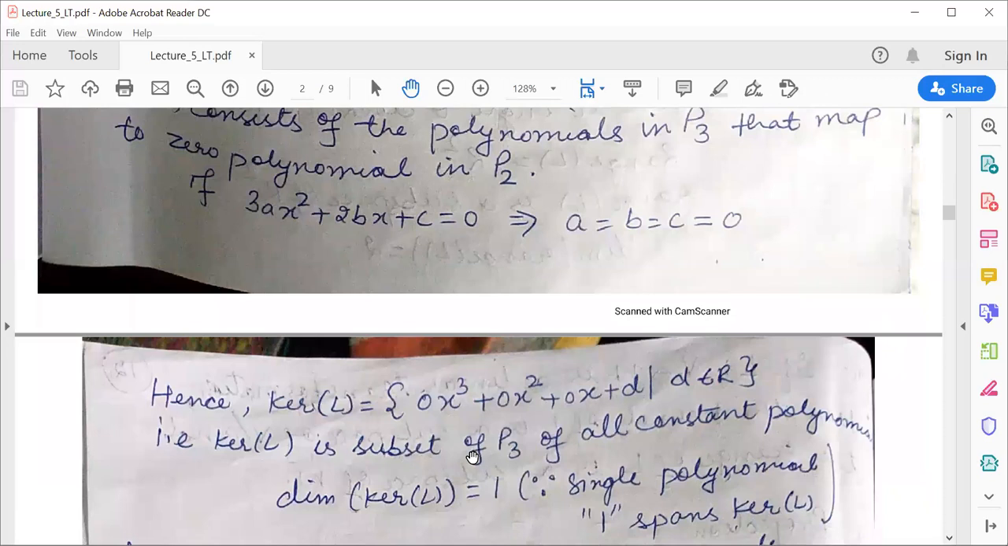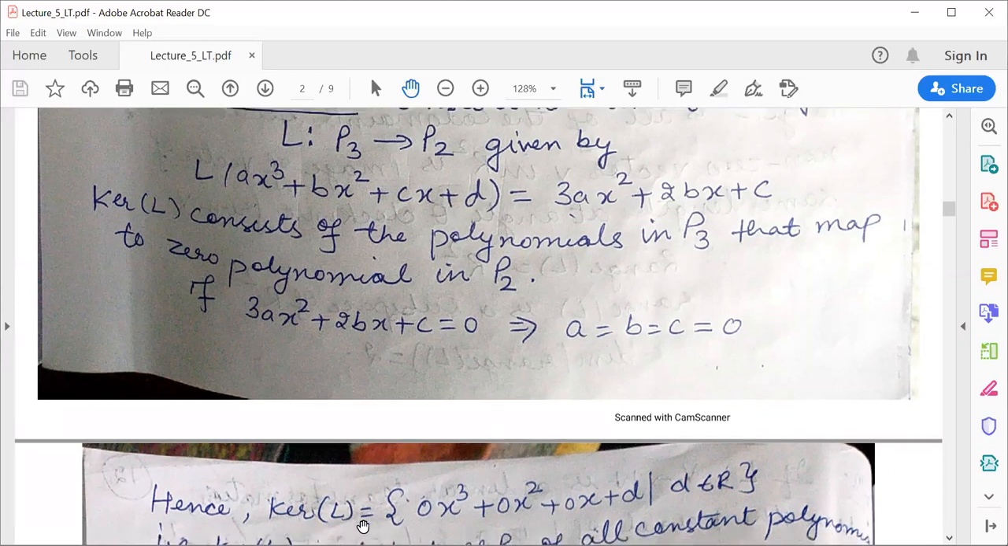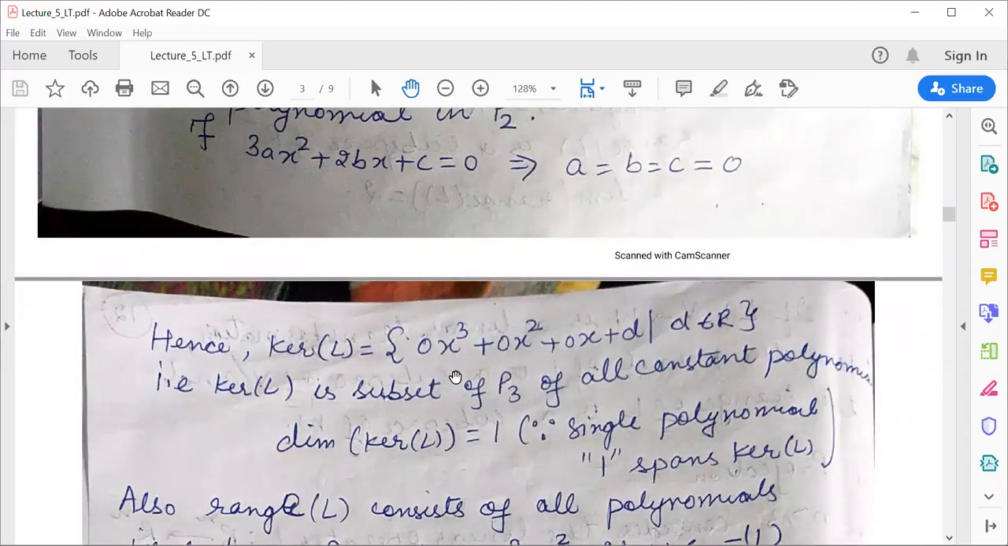So if I substitute a, b, c equal to 0, then the main elements of this vector will become 0 plus 0 plus 0 plus d. That means the kernel of L will consist of all those elements of P3 where a, b, c are 0 plus d, where d is a real number. That means the kernel of L is a subset of P cube of all constant polynomials, because here the coefficients of x cube, x square and x are 0 and it consists of only constant polynomials.